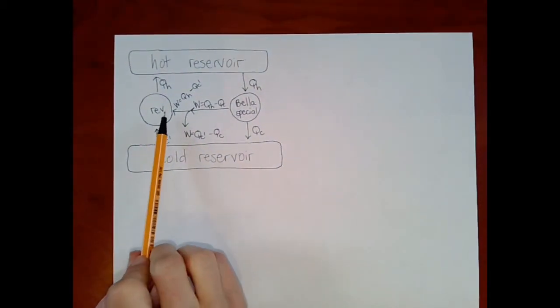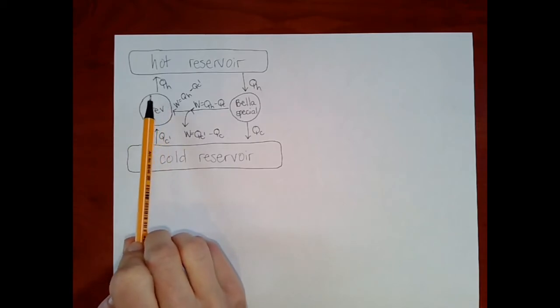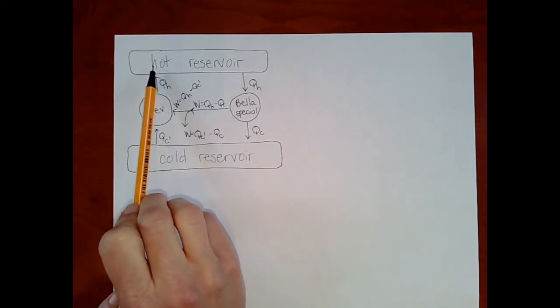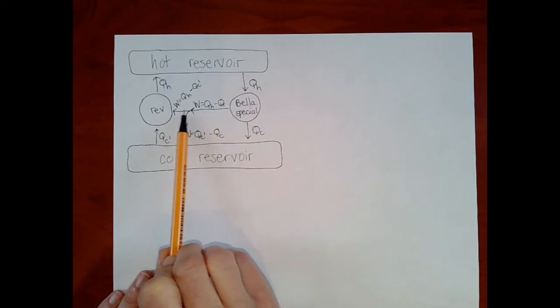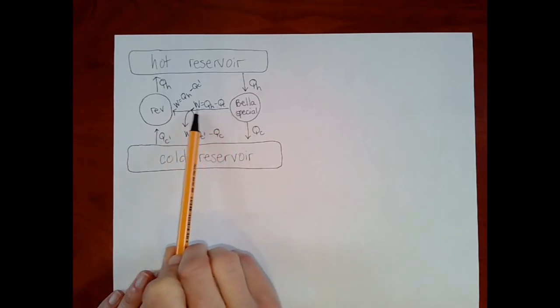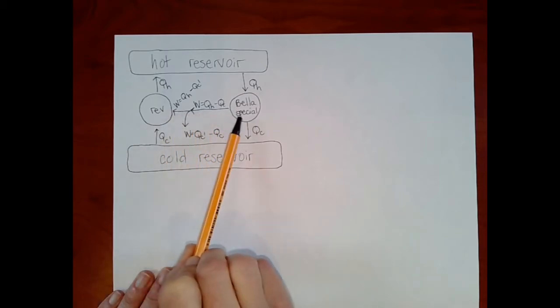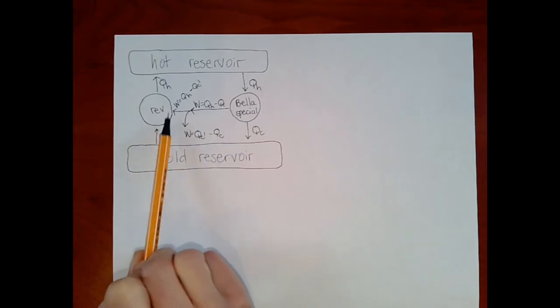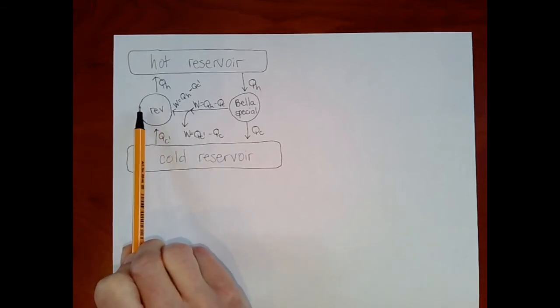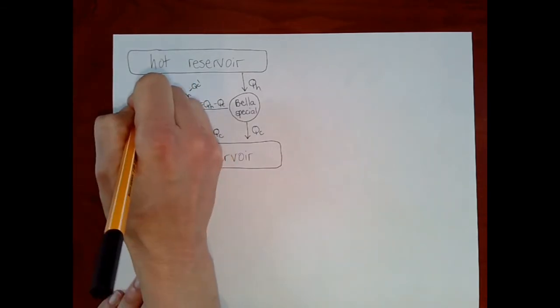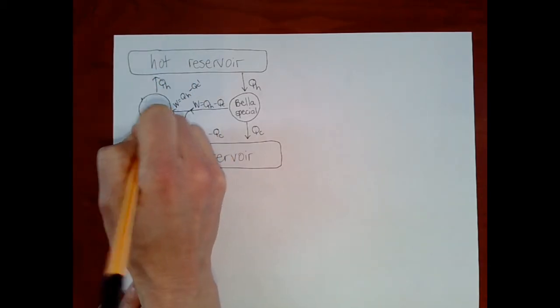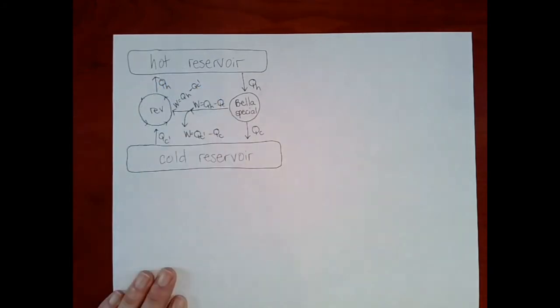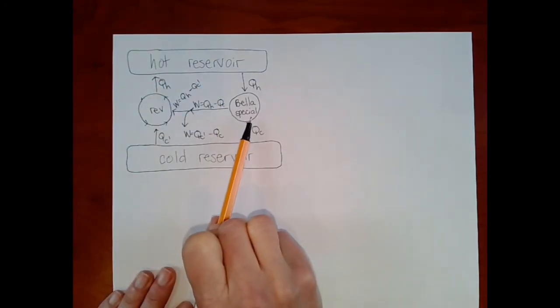So what I have here is a heat pump that is replenishing a hot reservoir, and it's being driven by some surplus work that's being generated by this engine over here. This heat pump I'm modeling as a reversible engine, a reversible heat engine run in reverse. So this guy is going counterclockwise.